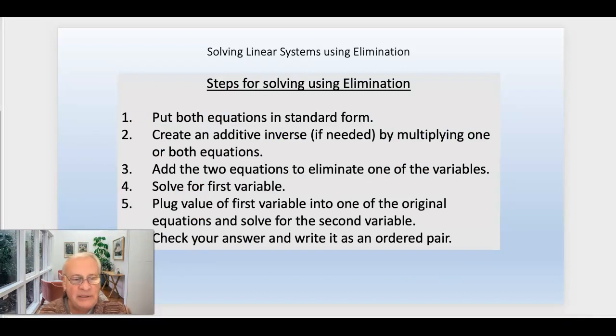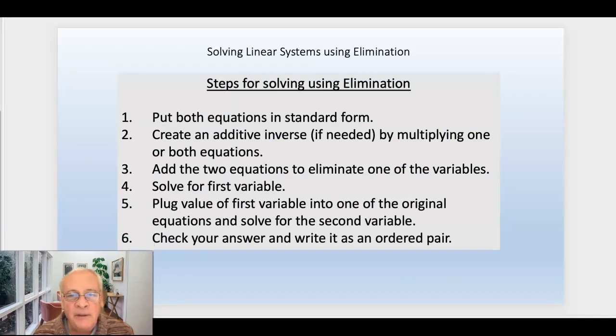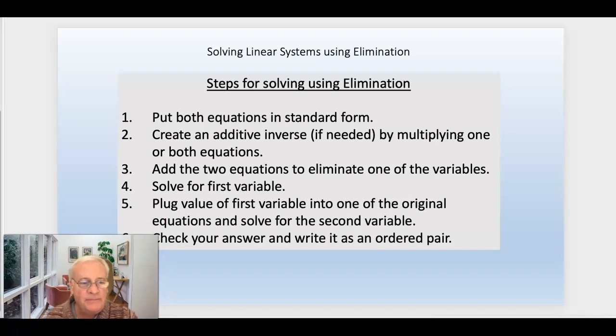Here are the steps for solving using elimination. Put both equations in standard form, and then create an additive inverse if you need to. Add the two equations together, which eliminates one of the variables. Solve for the first variable, then plug the first variable into one of the original equations to solve for the second variable. And then check your answer and write it as an ordered pair.